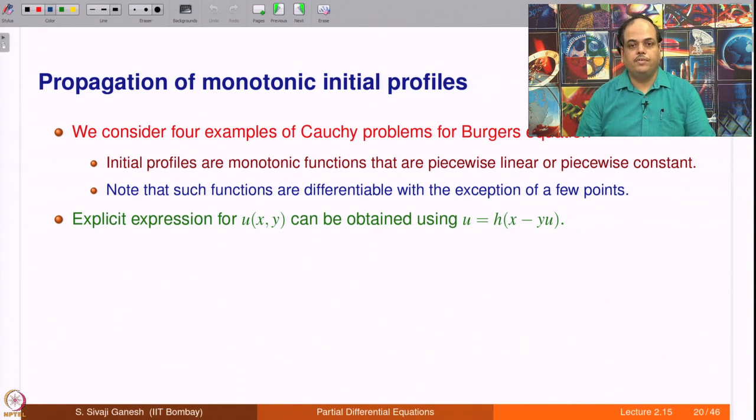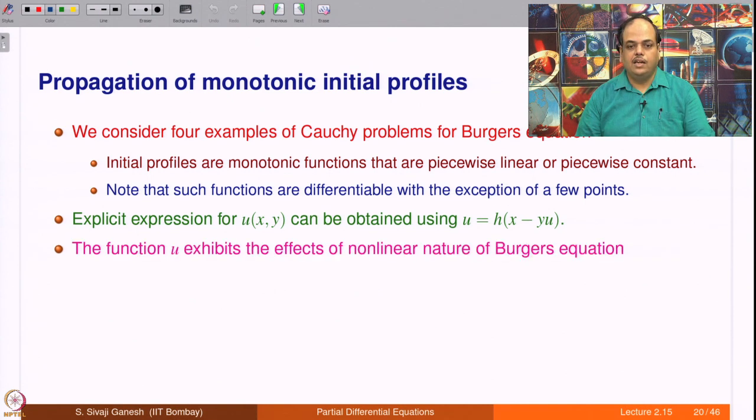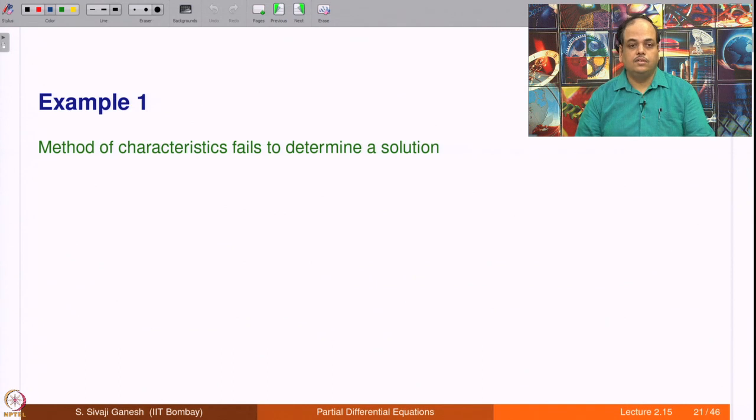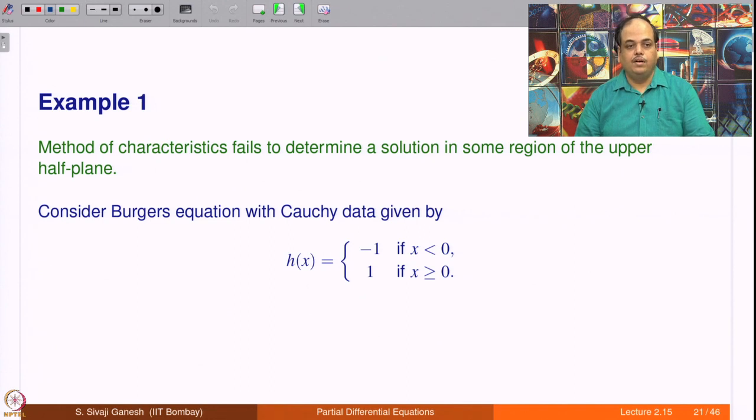So, they are differentiable almost everywhere, and an explicit expression for u can be obtained in these examples. And the function exhibits the effects of the nonlinear nature of Burger's equation and the monotonicity of the initial profile both. So, these examples highlight the role played by the nonlinearity of a partial differential equation in solutions to Cauchy problems. Now, in this example, the method of characteristics fails to determine a solution in some region of the upper half plane, which means it is not global with respect to domain.